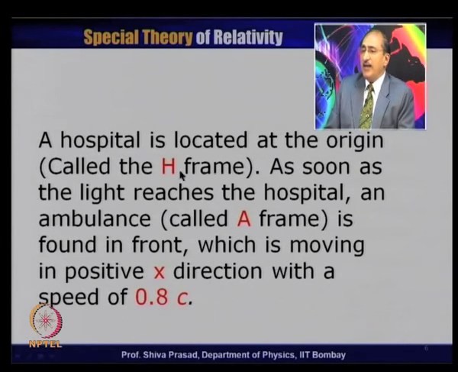A hospital is located at the origin, called the H frame. As soon as the light reaches the hospital, an ambulance, called the A frame, a person sitting in the ambulance, I am calling that the A frame. So there are three frames. There is a P frame, the frame of the person who sends the signal. There is the H frame, the hospital frame, which I am calling the Earth frame. And there is the ambulance frame, the person sitting in the ambulance, which we are calling the A frame. The ambulance is found in front, moving in the plus x direction with a speed of 0.8c. The earlier speed of the person was 0.6c.